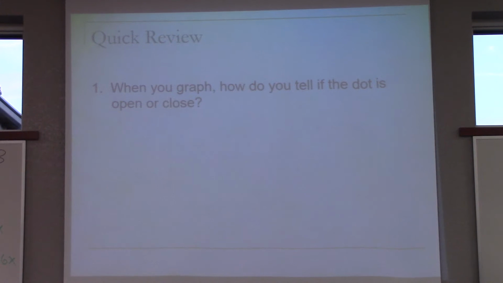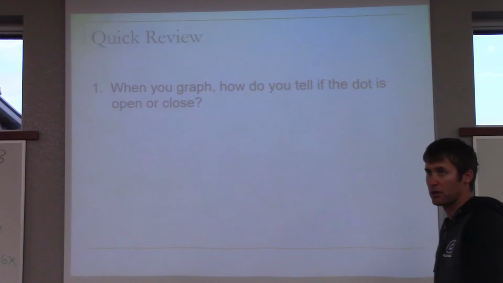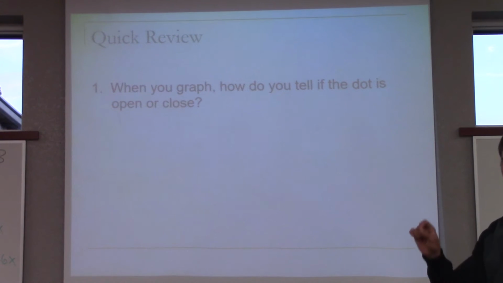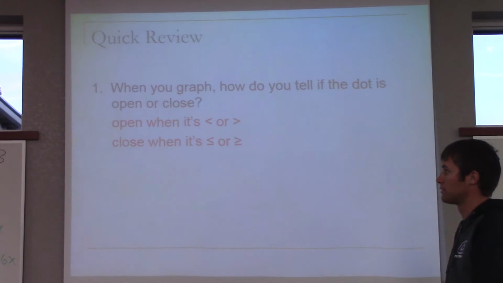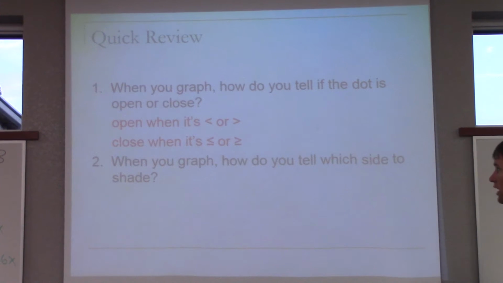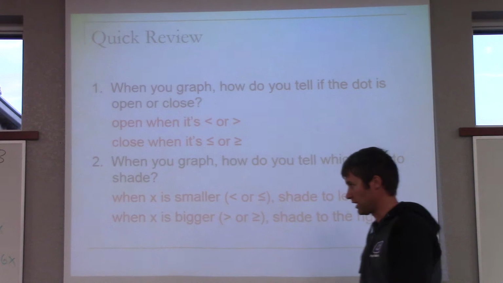So when you graph, how do you tell if the dot is open or closed? What from yesterday told us if it was open or closed? Open dot, remember, if it's less than or greater than. Closed dot, if it's equal to. All right, when you graph, how do you tell which side to shade? If it's greater than, we shade to the right. Less than, shade to the left.